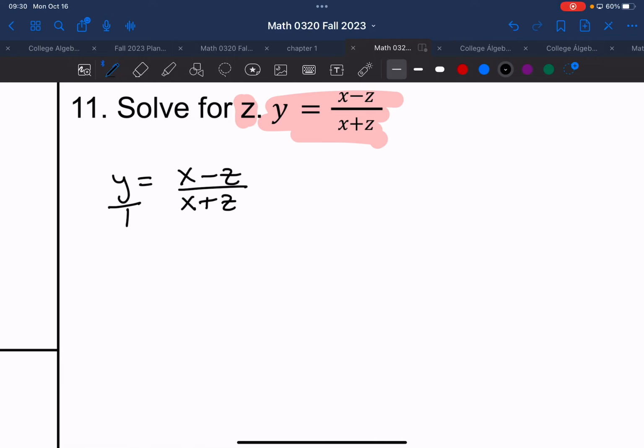What's my next step? Cross multiply. So when I cross multiply, I have y times x plus z, so y times x plus z is equal to 1 times x minus z. So just x minus z. Okay. Notice that I have z's on both sides, so I'm going to have to end up moving a z over so they're all on the same side. So knowing that, what should we do next?